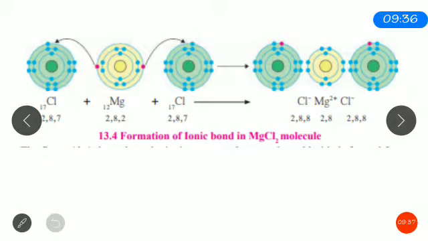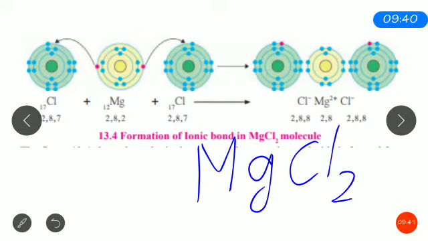So the formation of this bond will be MgCl2, where Mg will be, because Mg is donating how many electrons? 2. So how many protons are extra? It is 2. So that is why we will write 2 plus. And in Cl we are just writing minus, but here 1 is there.